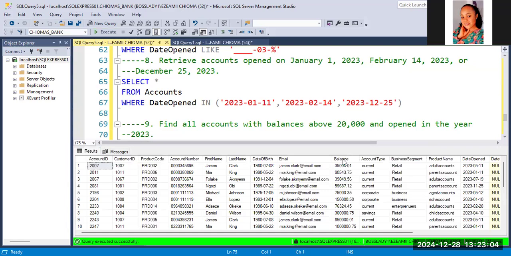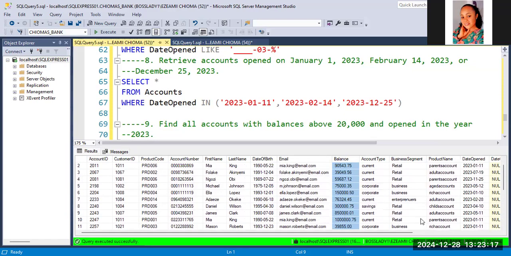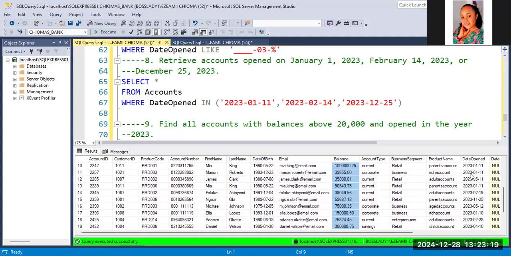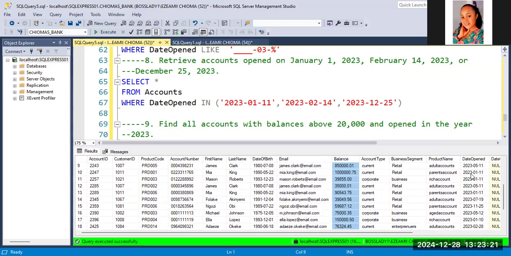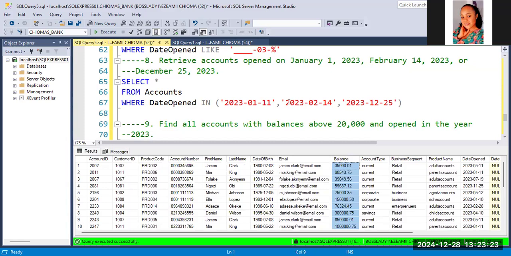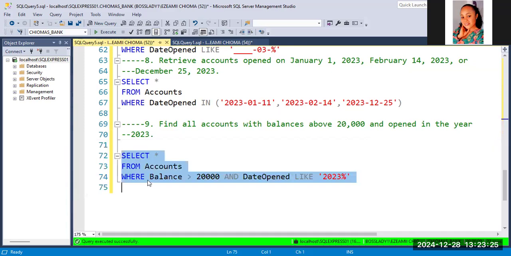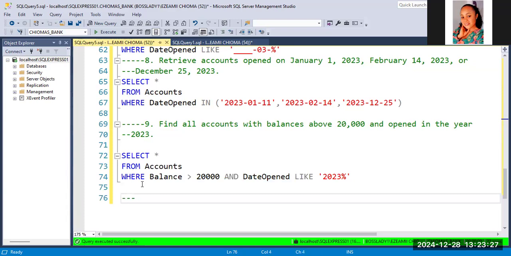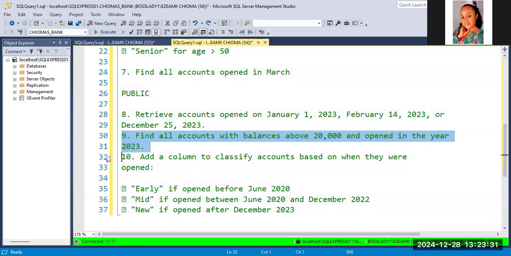Okay. So if we check this now, if we check the balance column, what we are having here are all the accounts that have more than 20,000 in their balance, and then we look at the dates opened, the account opening date, we can only see accounts that were open in 2023. All right. So this solves our question. So let's look at the last question.